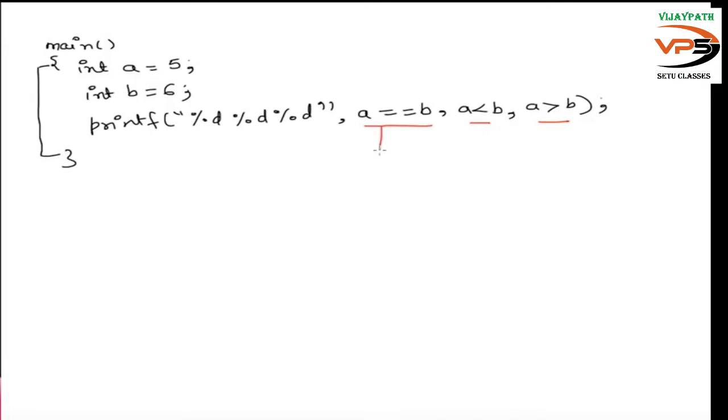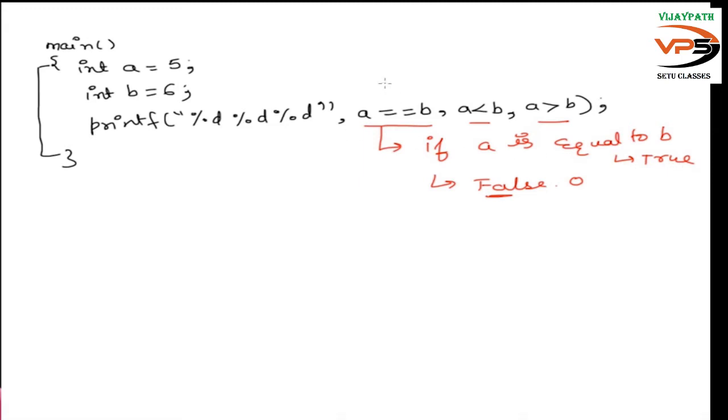So that means if a is equal to b, then it will return true, and if they are not equal, then it will return false. The value of a is 5 and the value of b is 6. Therefore 5 is not equal to 6. Therefore this statement will return me false, and false means 0. And if this statement is true, then it will return me 1, and 1 means true, right? So it will print 0.